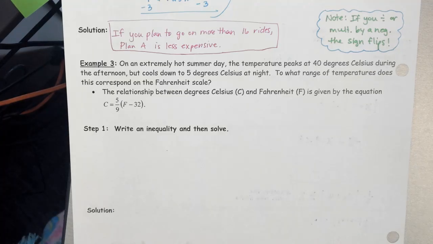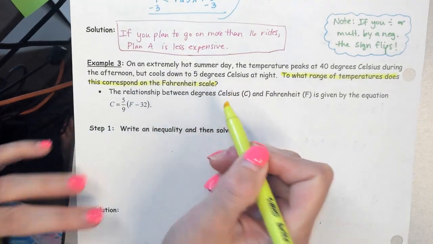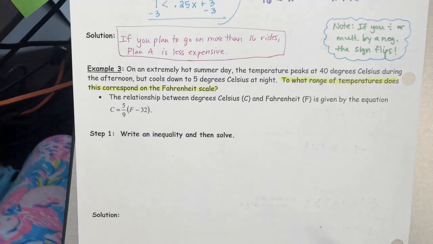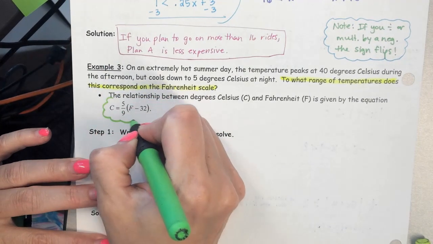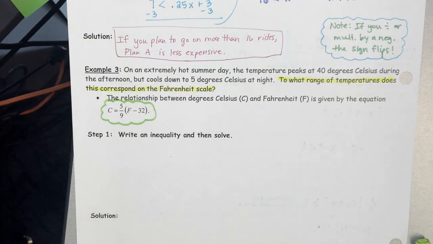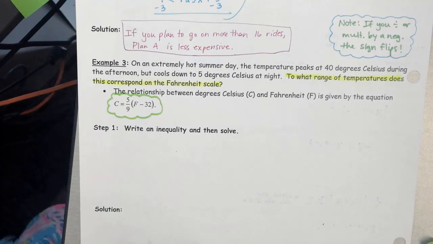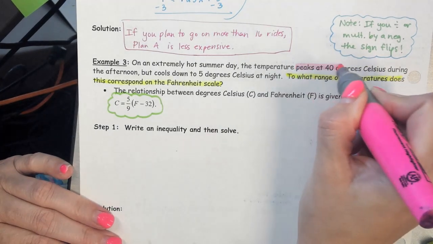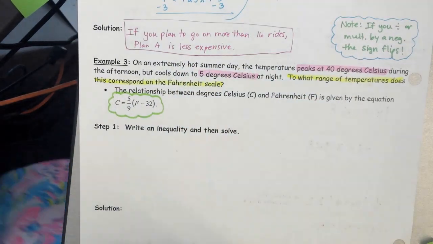Celsius during the afternoon, but cools down to 5 degrees Celsius at night. To what range of temperatures does this correspond on the Fahrenheit scale? And then they give you the relationship between Celsius and Fahrenheit here. So we're going to use this as we're solving. Okay, and we want to know how to solve inequalities, so that's the strategy that we're going to use for this. Okay, so it peaks at 40 degrees Celsius and it cools down to 5 degrees Celsius.